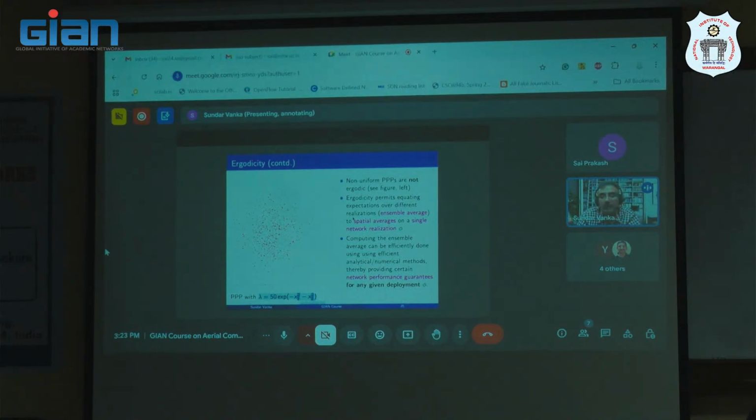the network. They cannot change the realization, right? They cannot change the base station locations, for example, right? But you can say something about what they are going to see in an average sense.